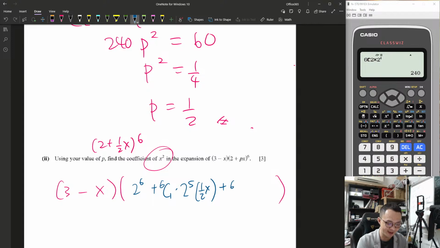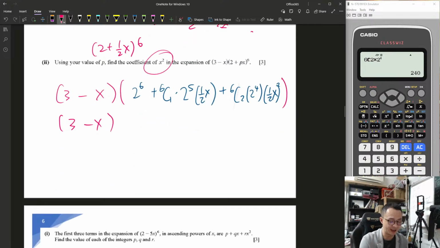Then the next term is 6c2, then 2 power 4, and then this is 1 over 2x squared. Or you can say x over 2 squared, if you don't like it so long. Yeah, you can say x over 2 squared also can. Give me one more step to actually expand it.